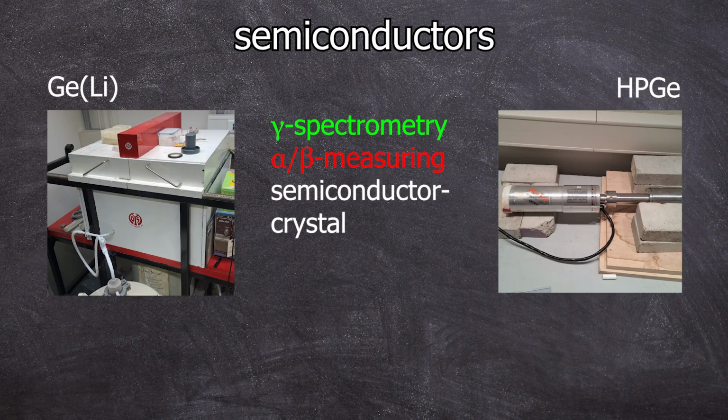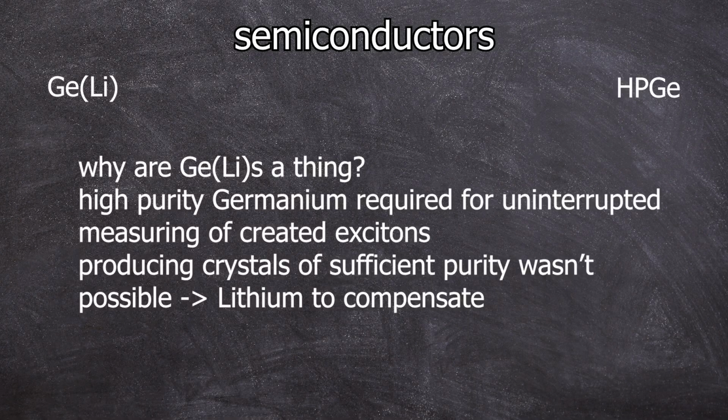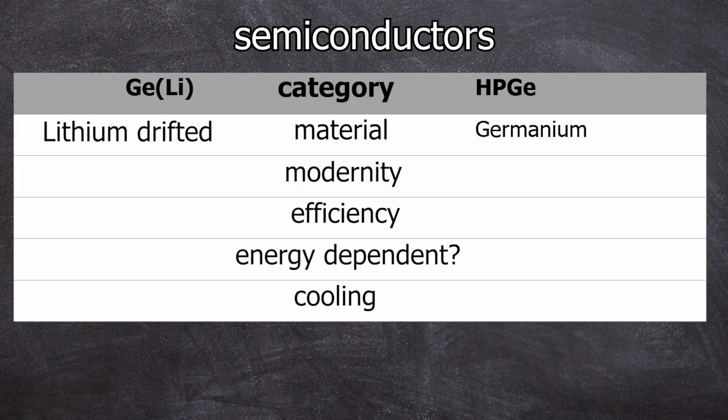Returning to the topic, both Ge(Li) and HPGe detectors use semiconductor crystals. Ionizing radiation, gamma photons, excite the crystal, creating electron-hole pairs. Here's the difference. HPGe detectors require extremely pure germanium to prevent impurities from disrupting these pairs before they can be measured. Because high-purity germanium crystals couldn't be produced in the past, lithium drifting was used to solve this problem. Thus, Ge(Li), germanium lithium detectors, are older than HPGe detectors.